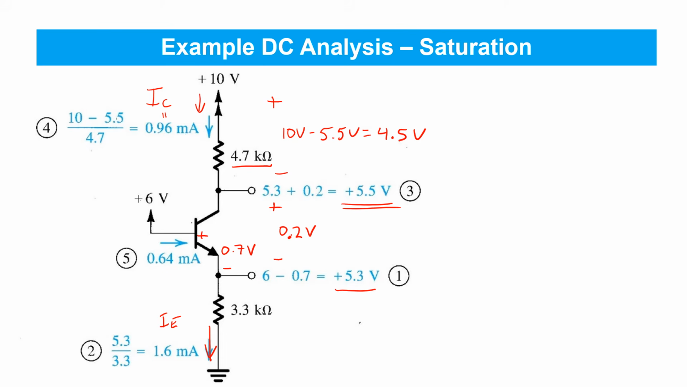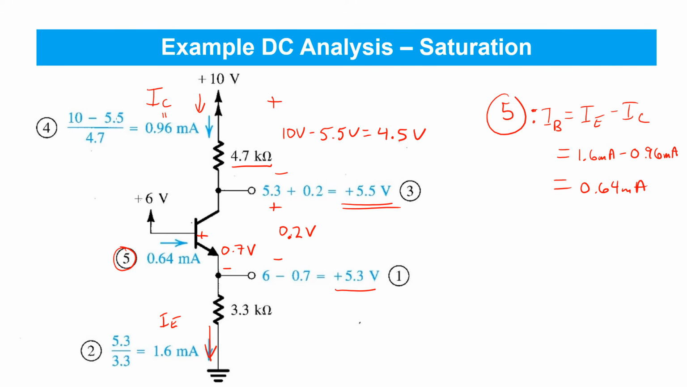Okay, and finally we can calculate the base current. Step 5 here, in case you're wondering how that's done. That's just found as a sort of current conservation here. The base current has to equal the difference in current between the emitter current that's coming out and the collector current that's coming in. So we've already found the emitter current's 1.6 milliamps. We found the collector current 0.96 milliamps. The base must be providing the difference, 0.64 milliamps. And finally, if we were so inclined, we could find the forced beta.